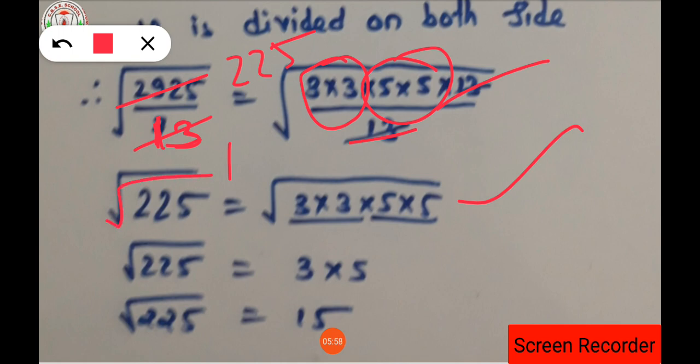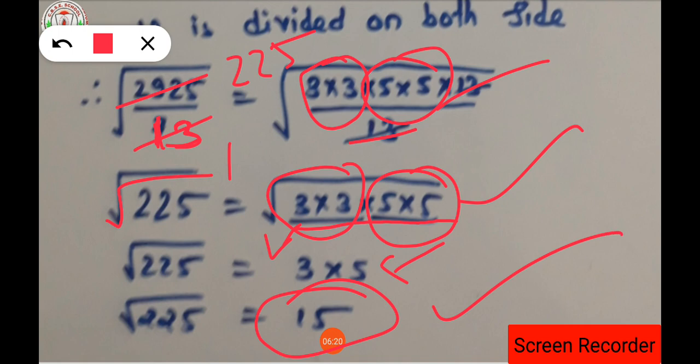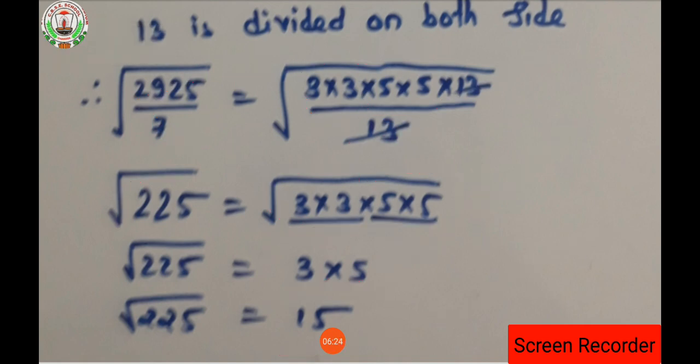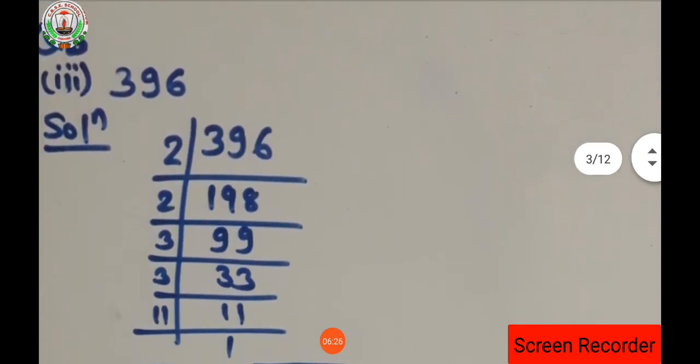Okay, so the pairs of 225 factors are 3 into 3 into 5 into 5. So among these two pairs, one of the 3 will come outside, and among the other pair, one of the 5 will come outside. So what will be the root of 225? Square root of 225 is 15. So we are having the perfect square here. Clear everyone? Then next is the third part.